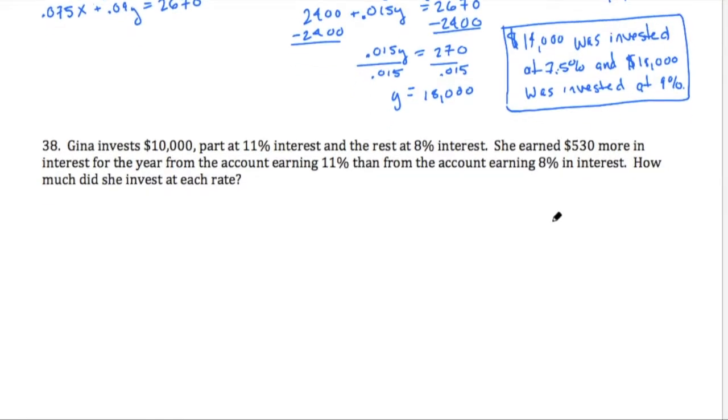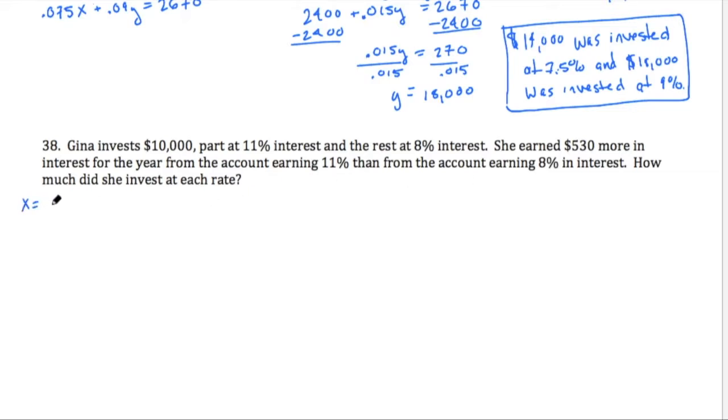Okay, so in this example, it says Gina invests $10,000, part at 11% interest and the rest at 8% interest. The second part of this: she earned $530 more in interest for the year from the account earning 11% than from the account earning 8% in interest. So that's going to be a little bit different than our first example, but let's start the same way.